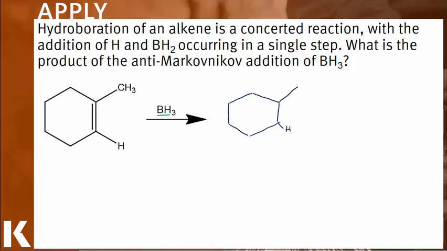So in our anti-Markovnikov addition, we are going to add our hydrogen to the more substituted carbon such that we can add our nucleophile to the less substituted carbon. So now you should feel more comfortable predicting the products of anti-Markovnikov addition pathways.